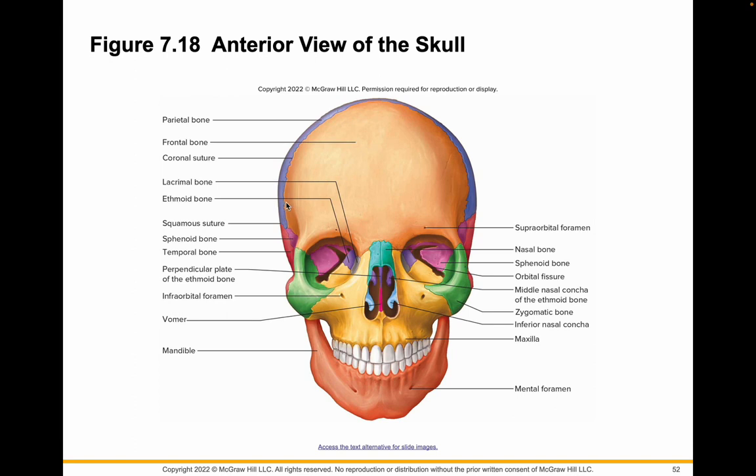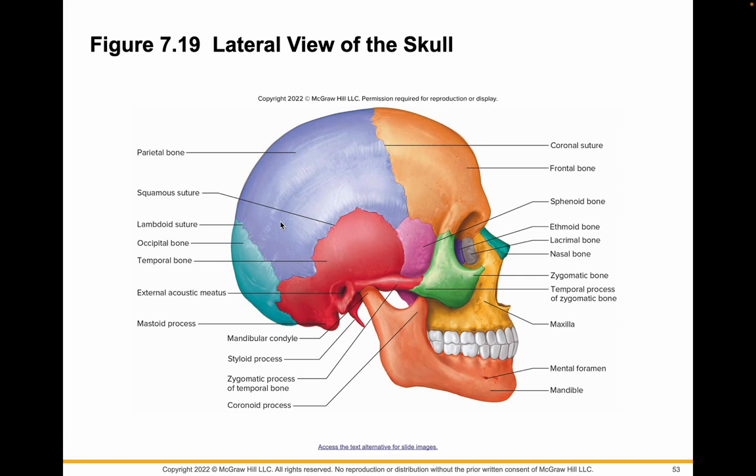The coronal suture goes all the way around, and so think about it being like a crown on the top of this person's head. The corona means crown. And squamous suture is the one that's going to go around the back. We'll see it better on this side view. All right. So there's that coronal suture I showed you. Frontal, parietal, temporal, sphenoid. There's lacrimal, ethmoid, zygomatic, maxilla, and mandible. And then we have our occipital.